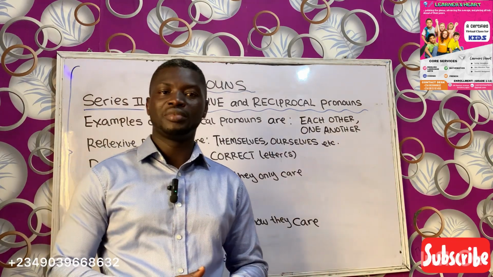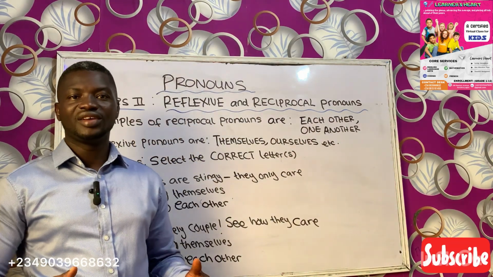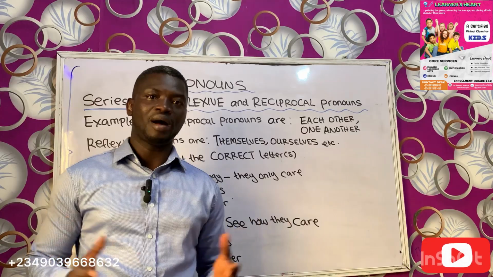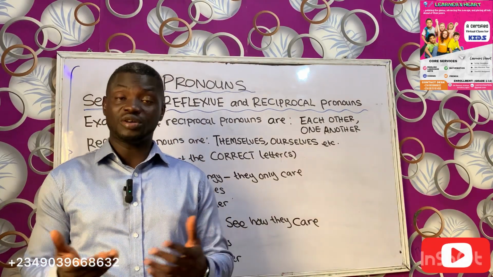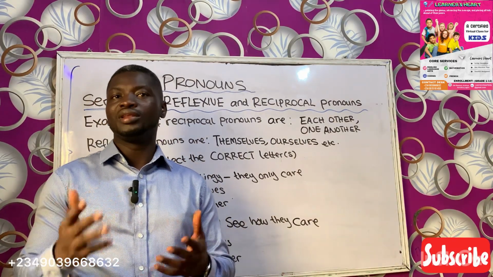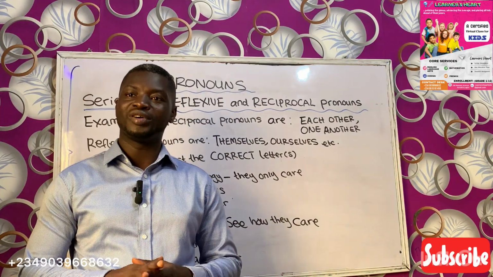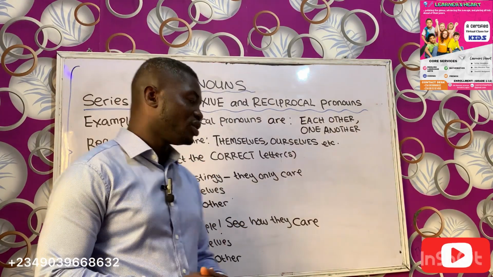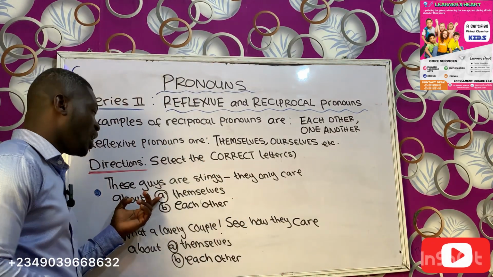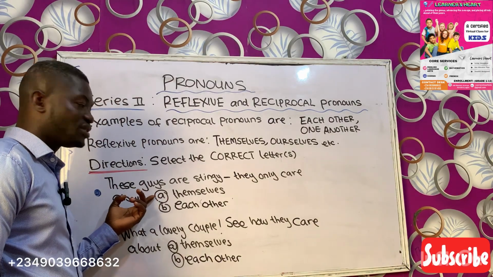And of course, I'm sure you might know one or two persons in your friend circle or your family circle, maybe a circle of colleagues, that really care only about themselves. They do not care about the welfare of other colleagues or other people. So in this case, we're going to say the answer is themselves.